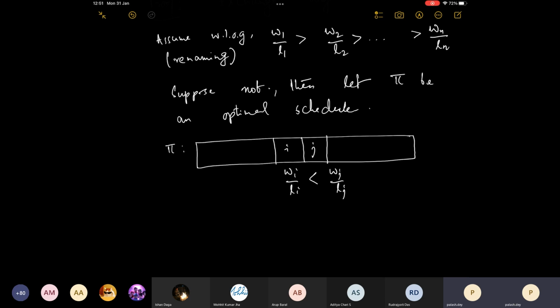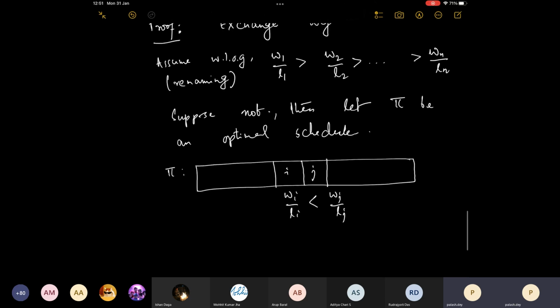And these jobs are done consecutively. J is performed immediately after I in pi. Why must such a pair of jobs exist? Can someone tell me? Because the first one is incorrect. Exactly. If there were no consecutive jobs for which this condition holds, that would mean pi is sigma, that pi performs the jobs in this order, W1 by L1 and so on. So because this is not the correct one, in pi there must exist such a pair.